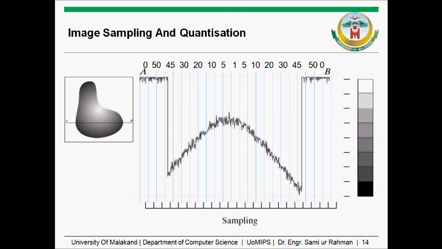Okay, now the question will be whether I want to store these intensity levels in this format, or I want to reduce this range. Here the range is from 0 to 50. So I can also think about rescaling it from 0 to 25, okay, or from 0 to 16. Do you follow me? What I mean?